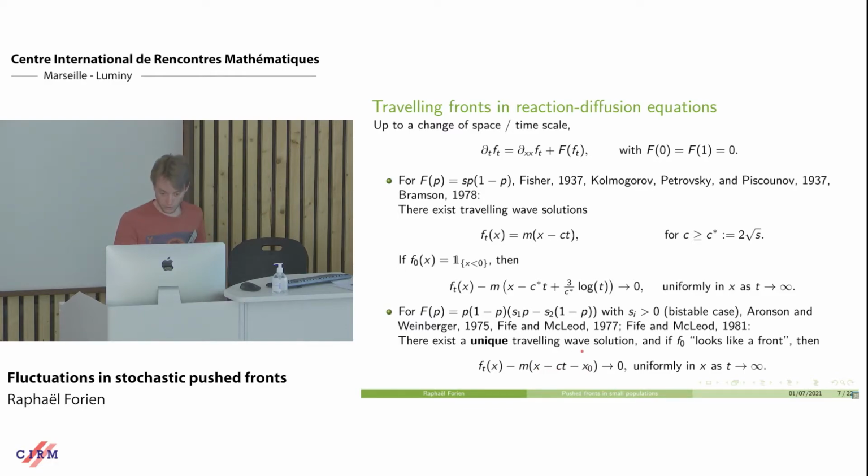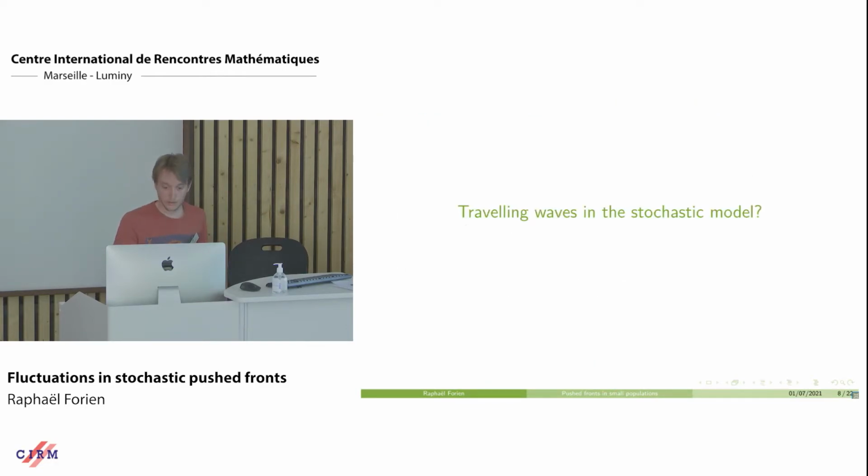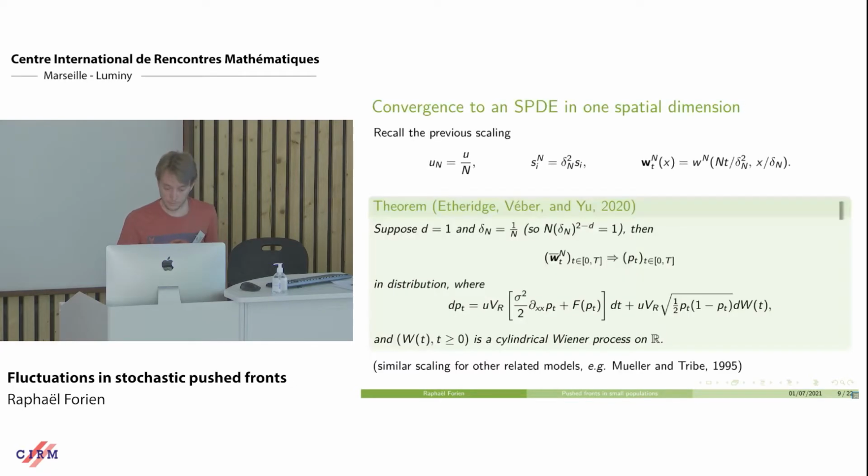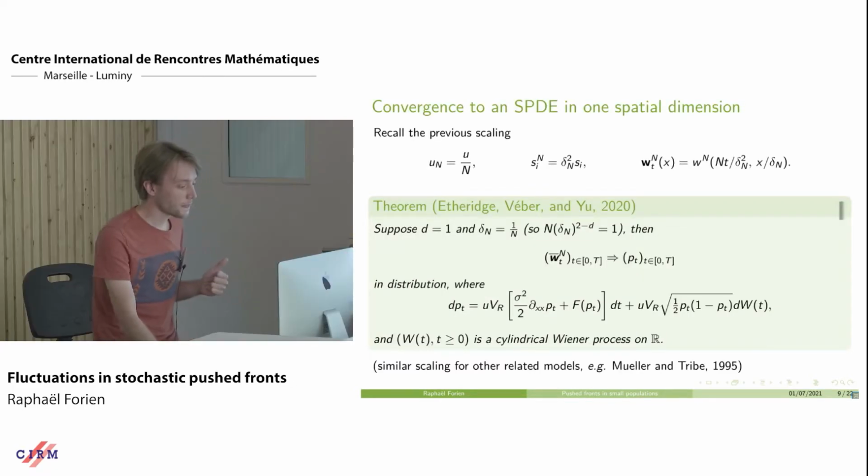And here there is no correction term to the speed. Okay, so this is what happens in a deterministic setting, and we want to understand what happens in a stochastic model, a bit before we take the limits.